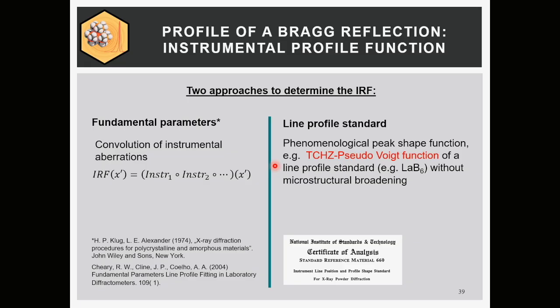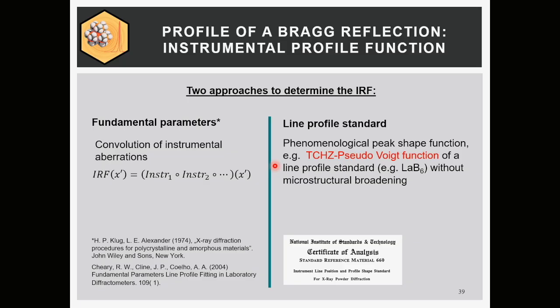The alternative is to describe the instrumental resolution function with a phenomenological function which works great. And in my opinion, the easiest to use phenomenological function is the so-called pseudo-Voigt function. I mean, where is this coming from? We know already that some effects form a Gaussian peak shape.